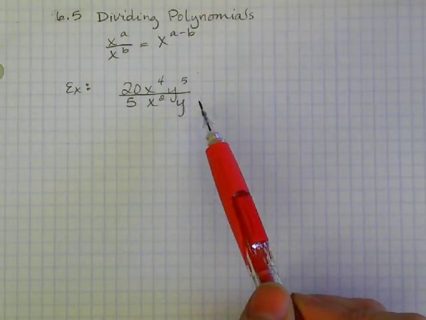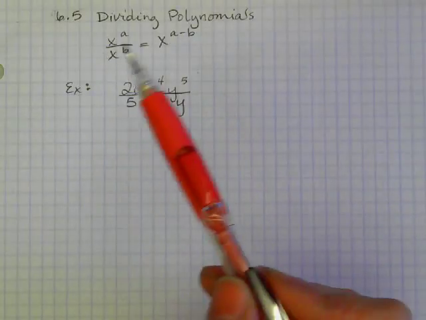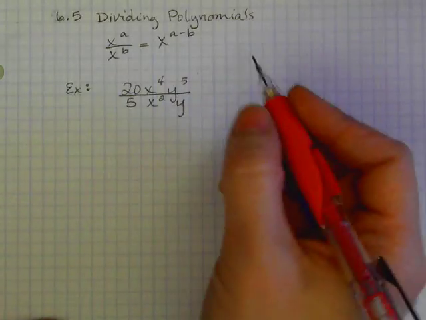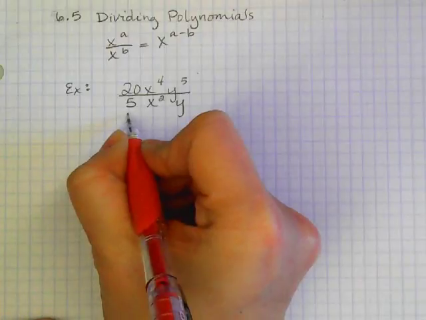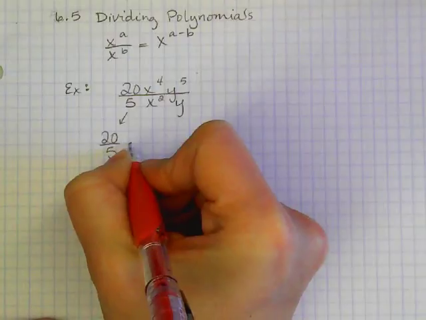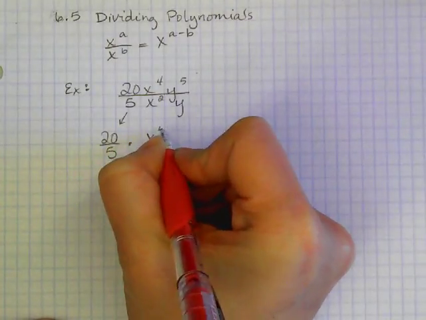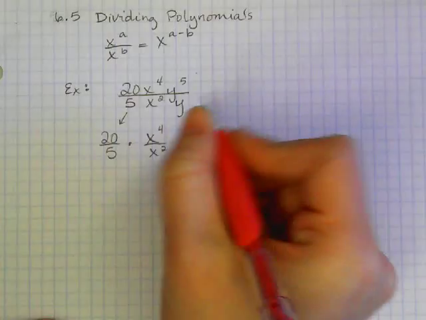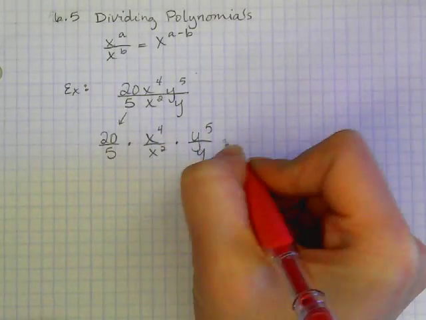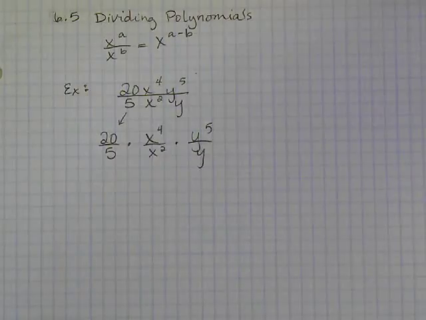So what I'm going to do is split this up. I'm going to take my coefficients, 20 over 5. I'm going to take my x's, x to the fourth over x to the second, and I'm going to take my y's, y to the fifth over y. I'm going to look at this in two different ways. One of them is expanded out. If I have x to the fourth, that's 1, 2, 3, 4, over x to the second, 1, 2. Two of those divide out to give me 1, and I'm left with x times x on the top, so x squared.